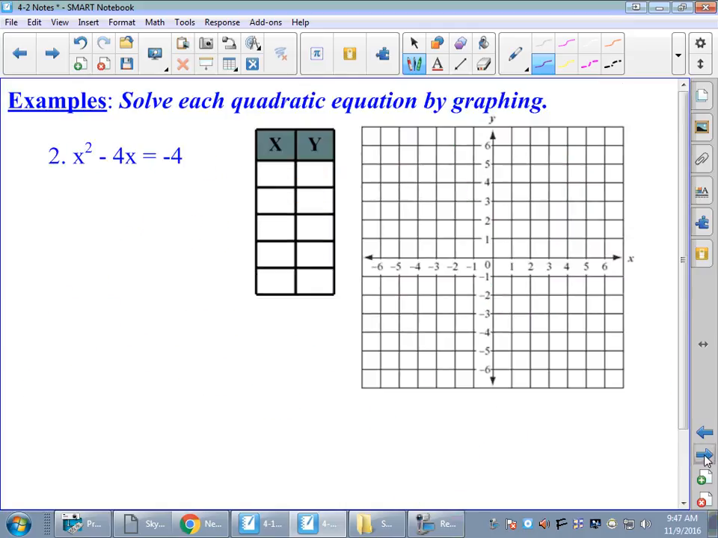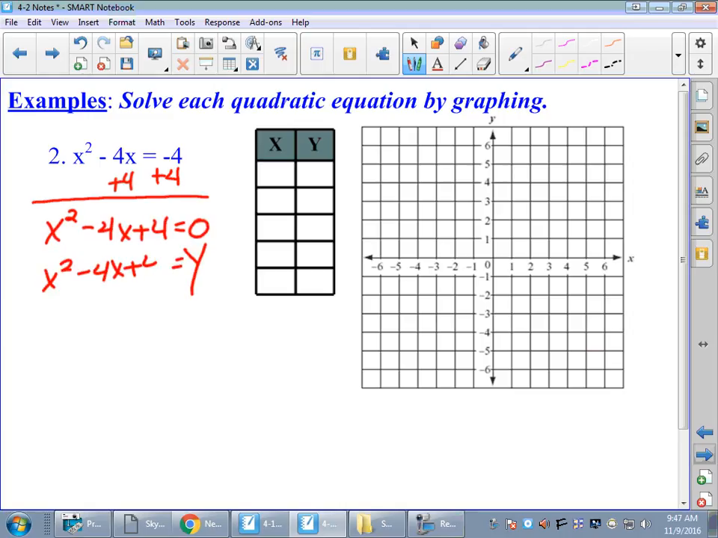Let's try another one. So in this case, we got to do some rearranging first. If we're trying to figure out where it crosses the x-axis, that is when y is equal to 0. So I'm going to add 4 to both sides to get it equal to 0. So I get x squared minus 4x plus 4 is equal to 0. Now that I have it equal to 0, I'm going to replace 0 with the y value. And actually, I probably could have done this at the same time. I'm going to rewrite it so it's y equals x squared minus 4x plus 4.